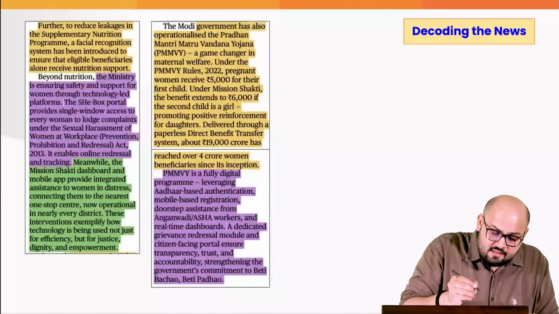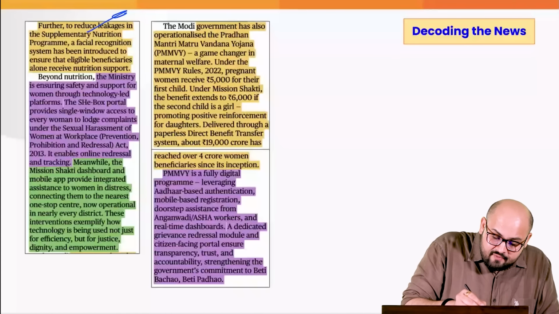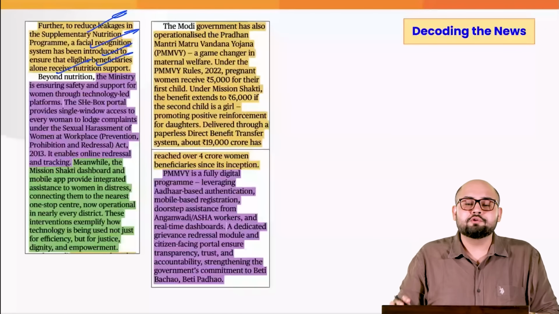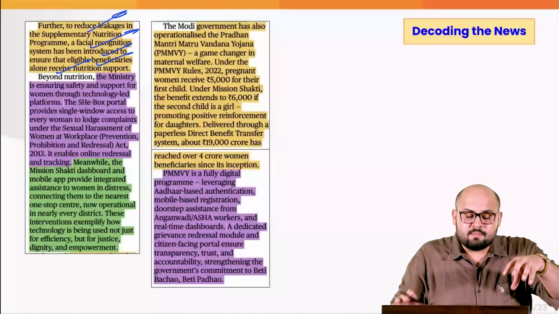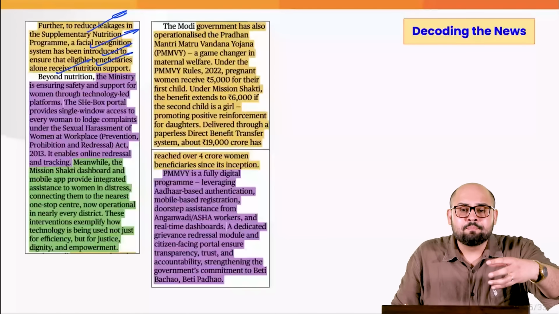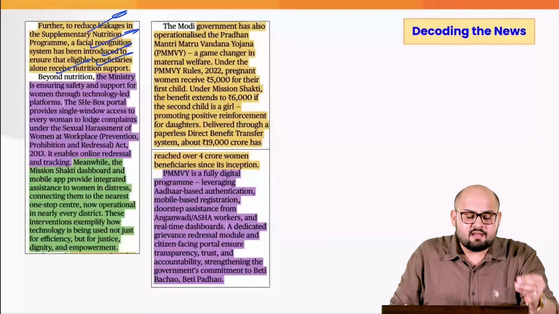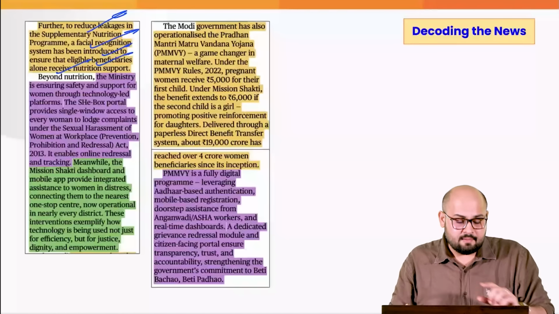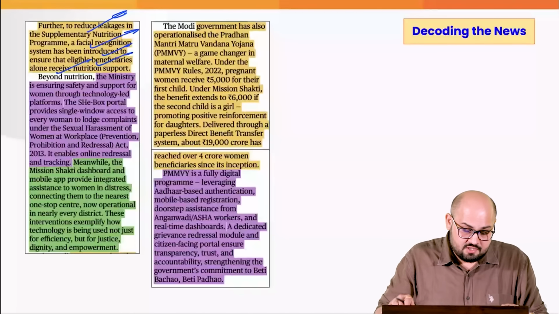Further, to reduce leakages in the supplementary nutrition program, a facial recognition system has been introduced to ensure that eligible beneficiaries alone receive the nutrition support. There was a siphoning of the resources also. So now we are having those mechanisms which can credibly identify the beneficiaries and then give that particular resource to the beneficiary itself and not to the other people. Here we are using the facial recognition systems.